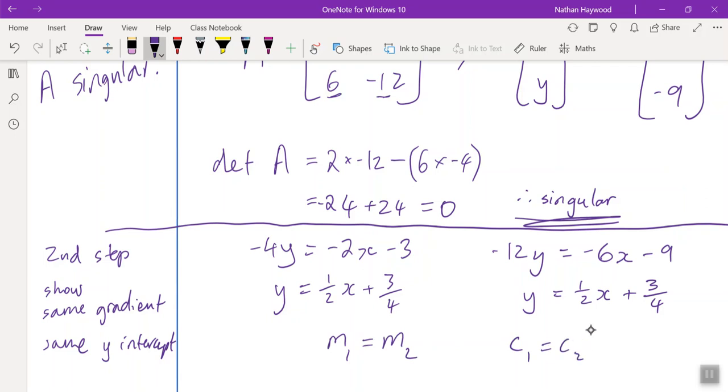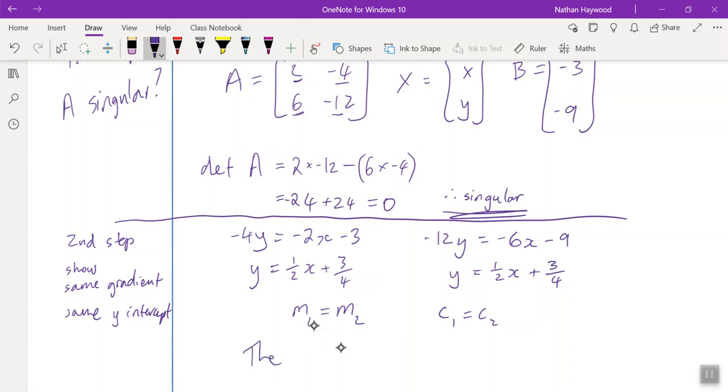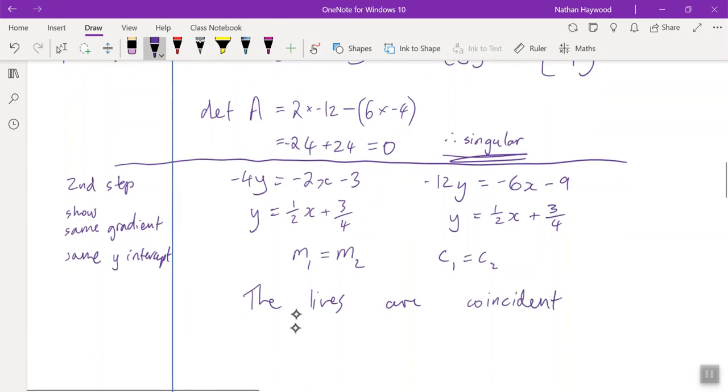Did you do some Googling? What was the C word? The lines are... Coincident is when they're the same. Consistent is that at least one solution.